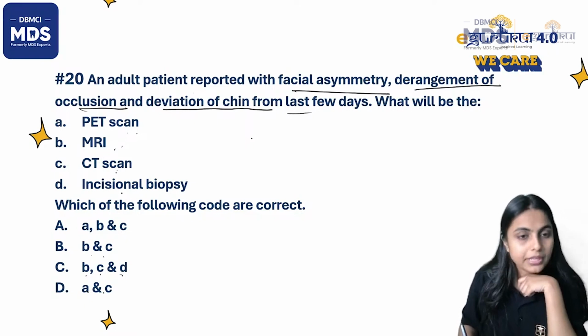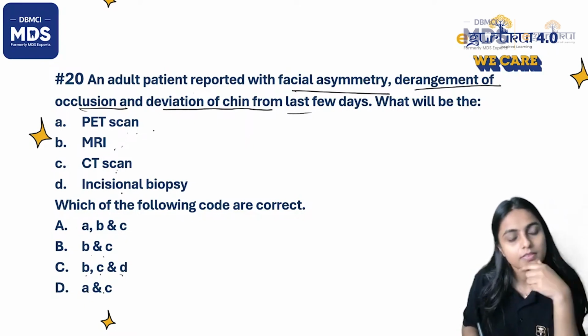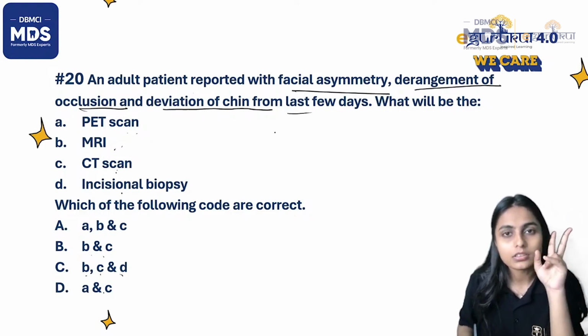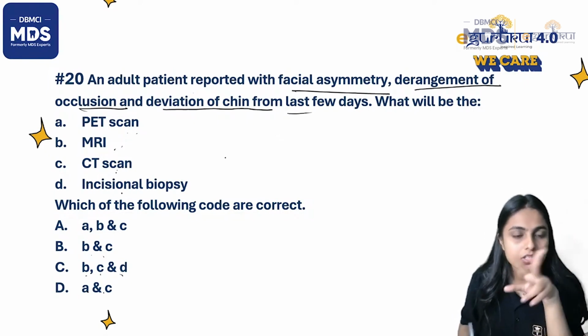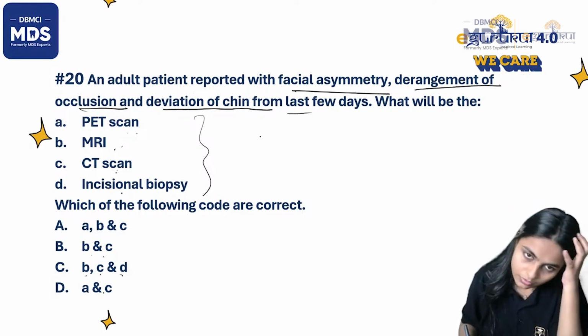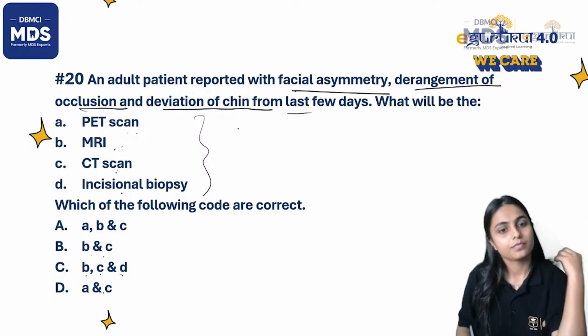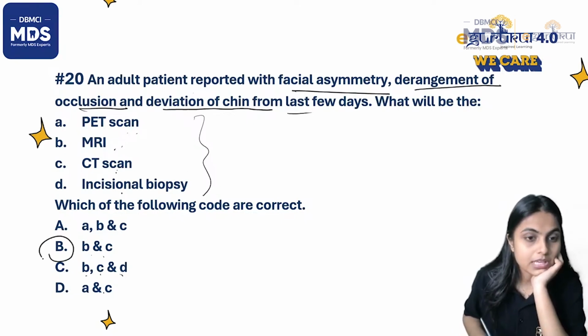Think, think. I'll tell you that only two investigations are needed among these. Only two investigations. Now, which are those? Tell me. Which are those? No, guys, option B. B and C. MRI and CT scan you will suggest.